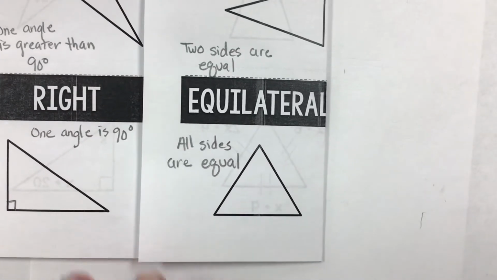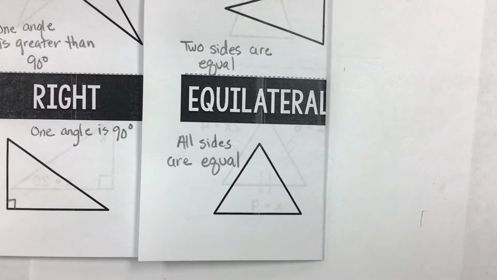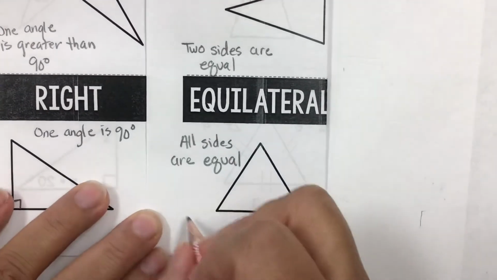One thing that I want you to know is that if something is an equilateral triangle, then it is also equiangular.